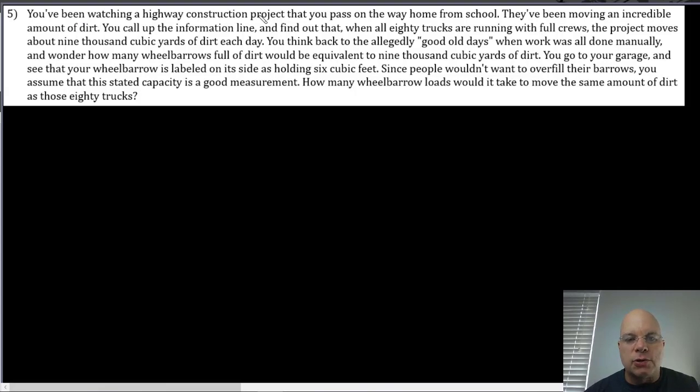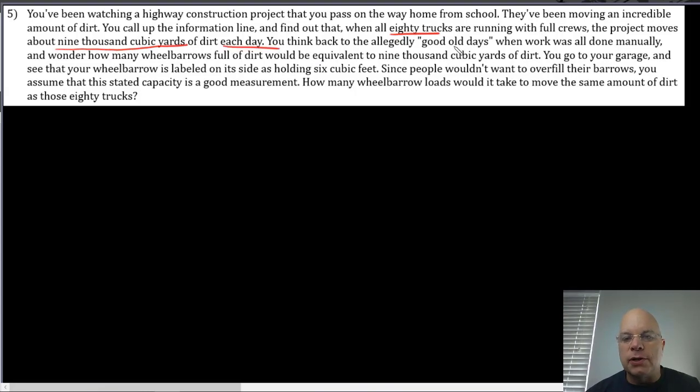You've been watching a highway construction project that you pass on the way home from school. They've been moving an incredible amount of dirt. You call up the information line and find out that when all 80 trucks are running with full crews, the project moves about 9,000 cubic yards of dirt each day.